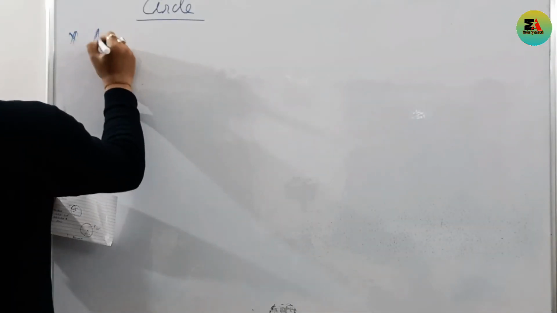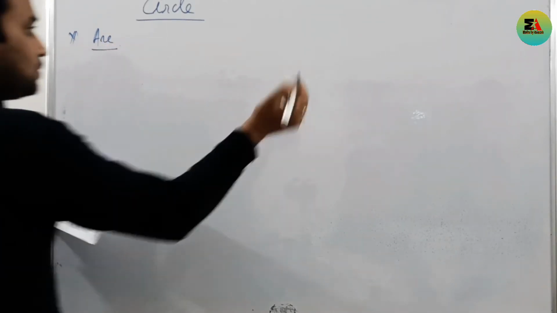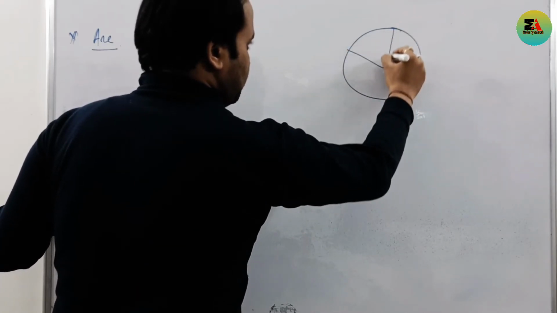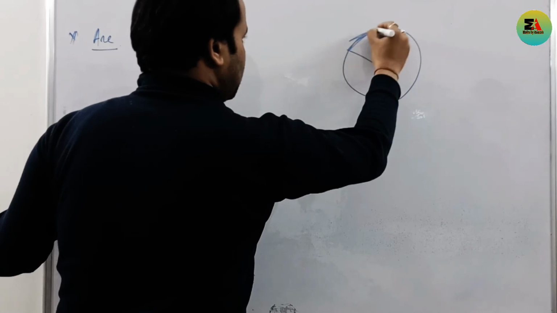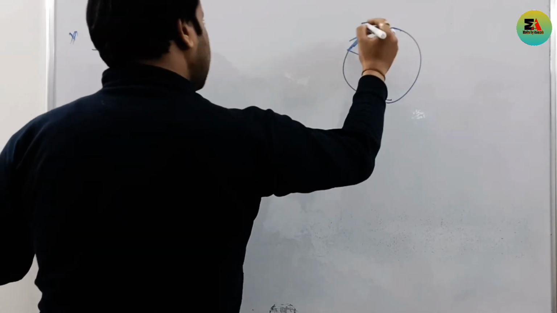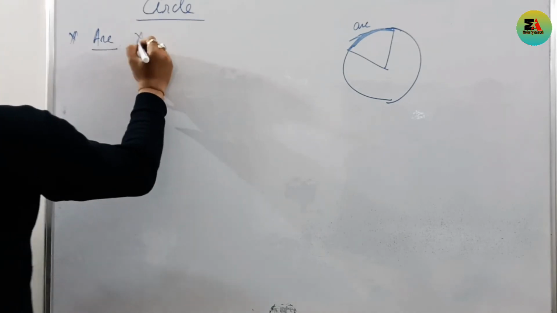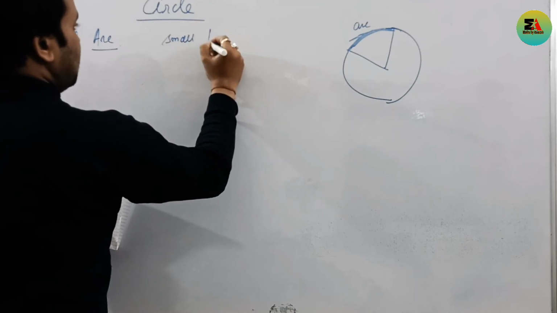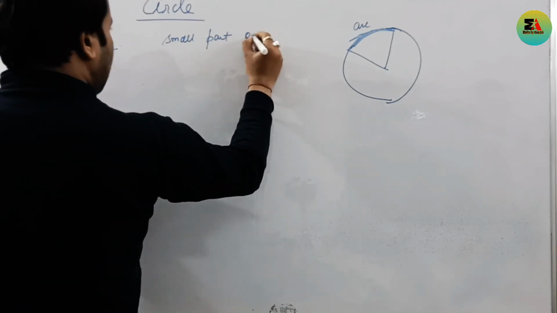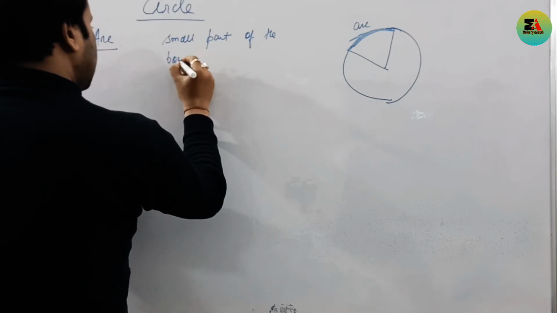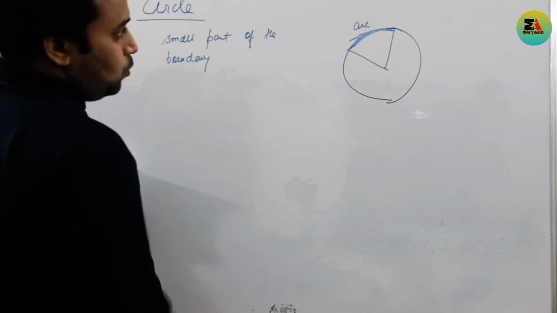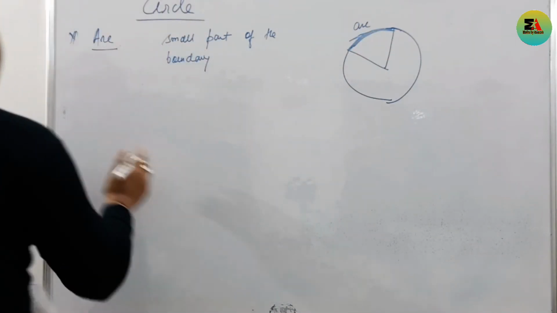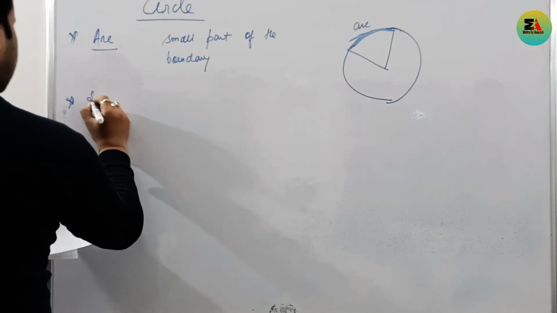Next we talk about arc. What is an arc? Suppose this is a circle. This portion is known as an arc. How do we define an arc? It is a small part of the boundary, a small portion of the circumference. Next we talk about sectors.